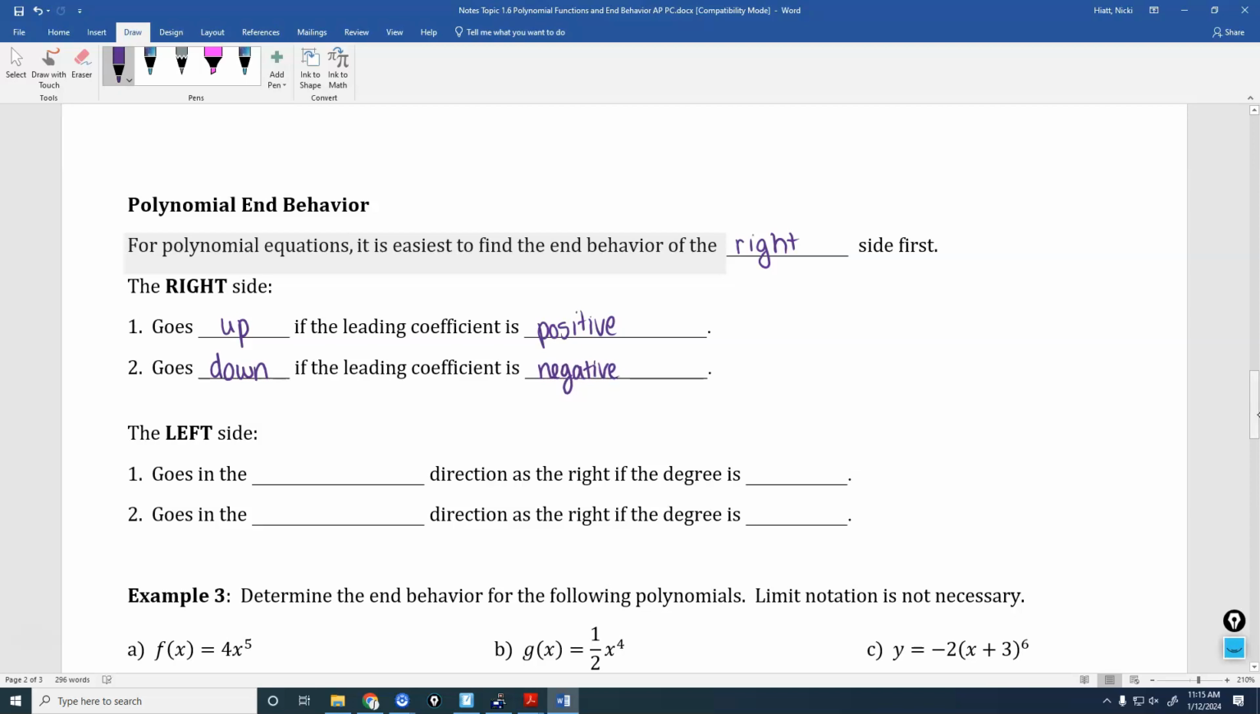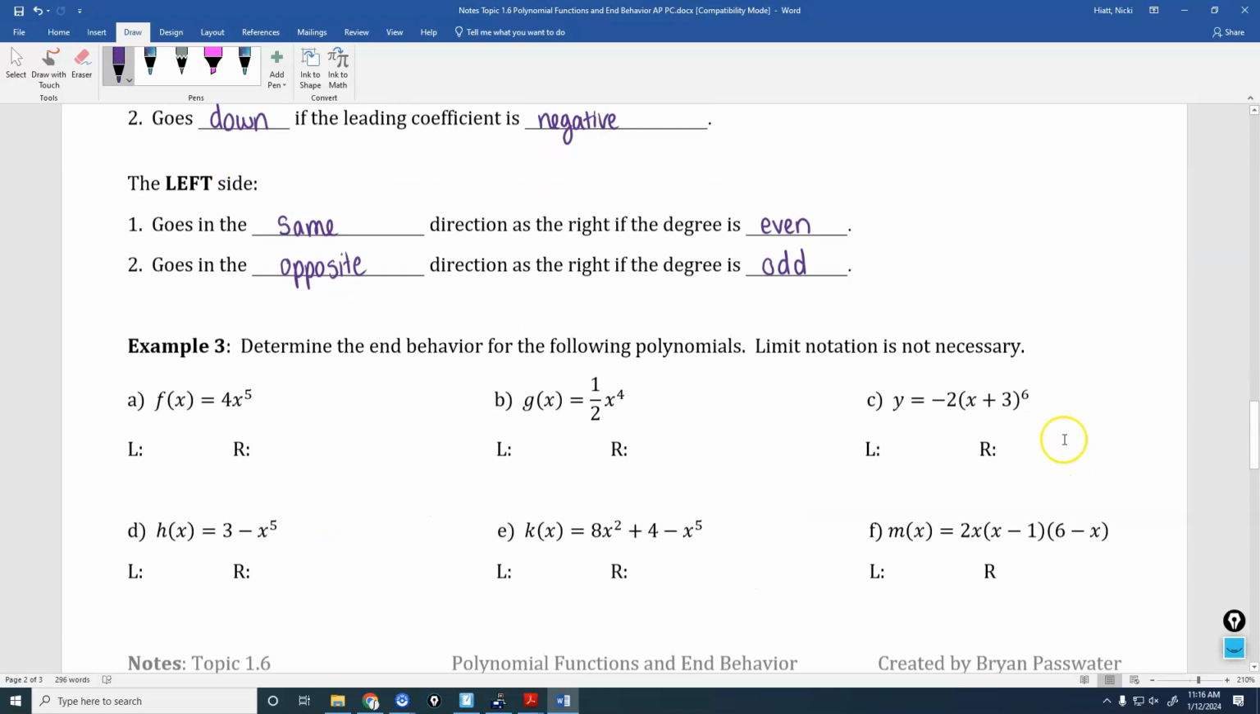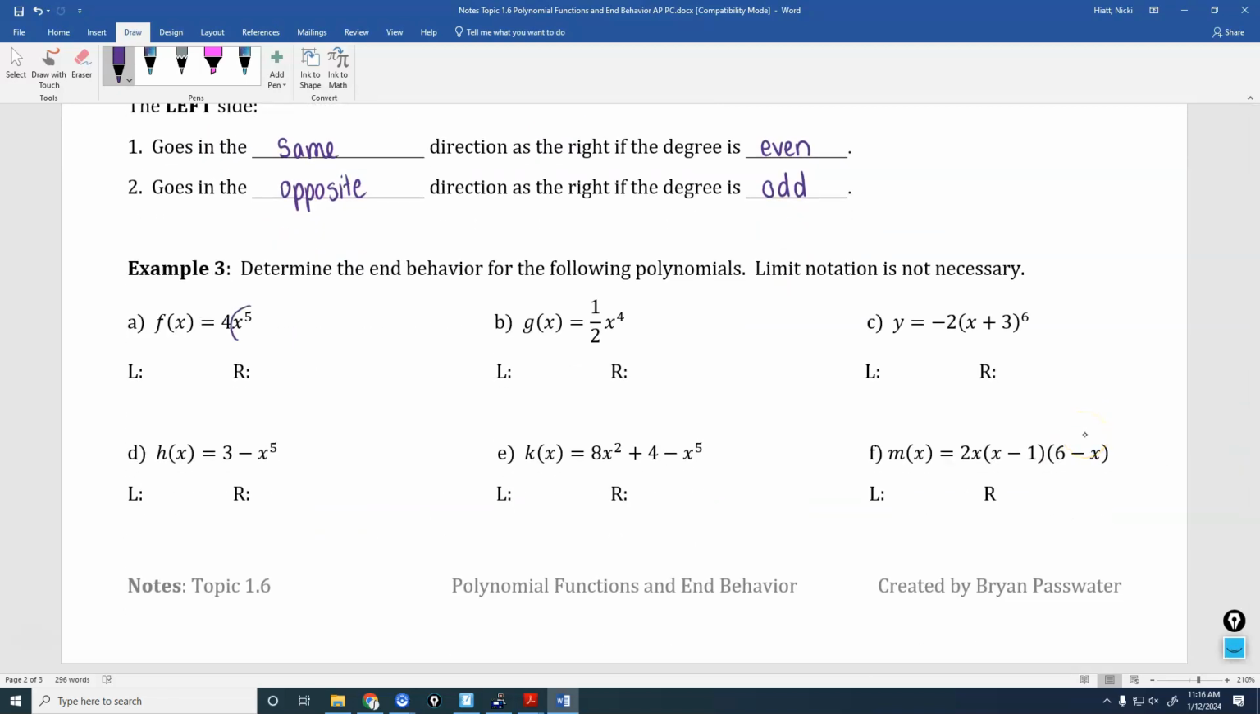Okay? The left side is going to go in the same direction as the right if the degree is even, and it's going to go in the opposite direction as the right if the degree is odd. Notice this is the degree being even and odd, so you're looking at the highest exponent. It's not talking about even and odd functions here. It's just the degree.